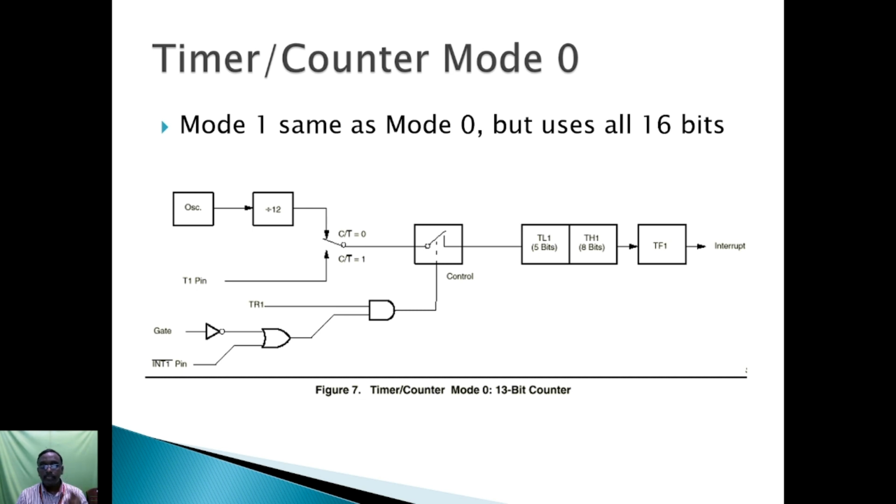So mode 1 is a 13-bit counter. This is TL1 and TH1. These are the threshold values. So it gives the timer interrupt for mode 1.